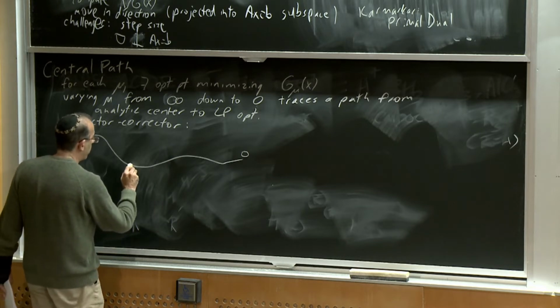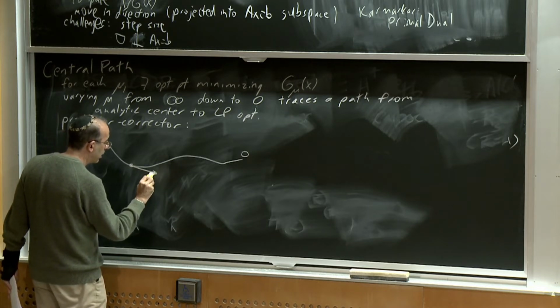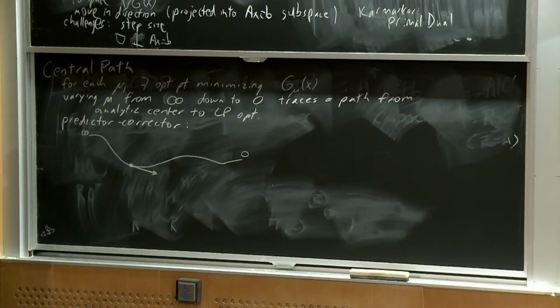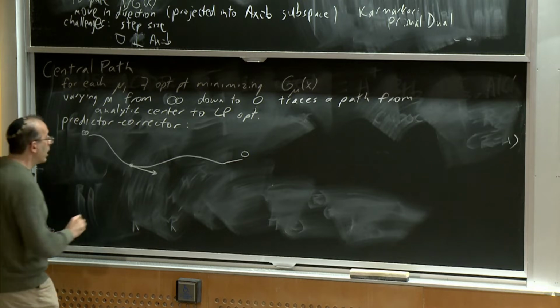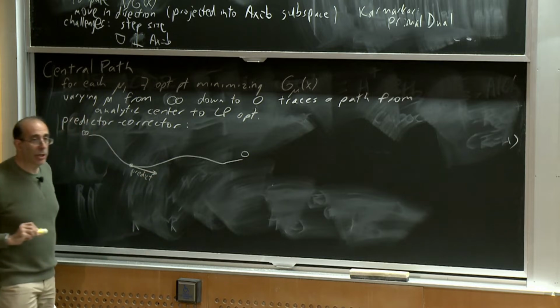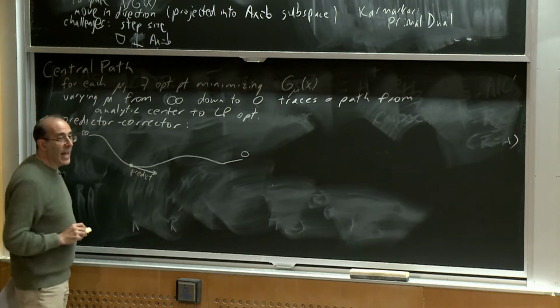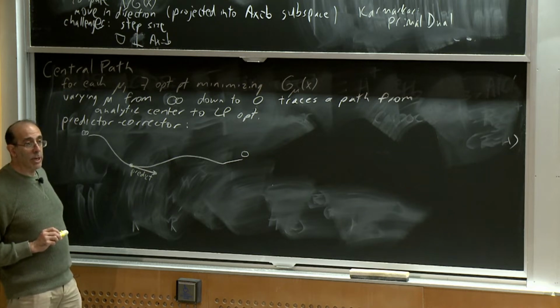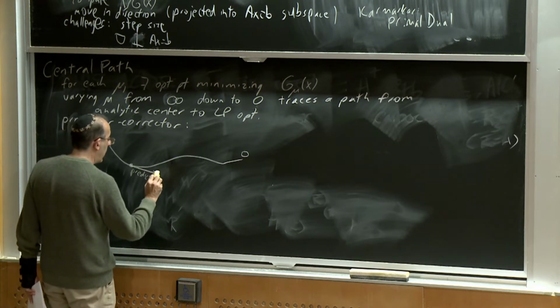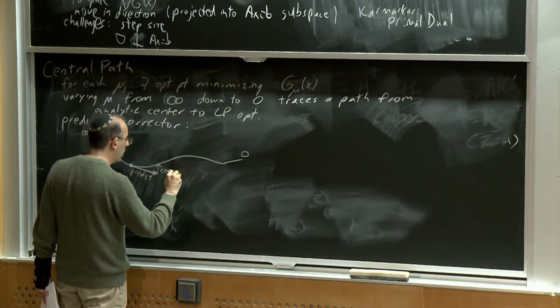And how do you do that? Well, you compute the gradient of this line that's being traced out. That's known as the prediction step. You use the gradient to give yourself a linear approximation to the central path at your current point. You walk along that linear approximation some distance, and then you correct yourself back to the central path.